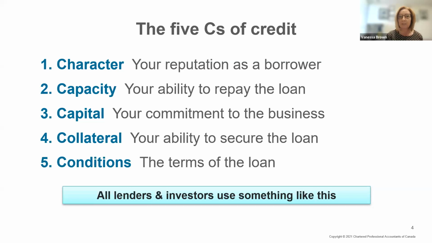And the last one are the conditions. So what are the terms of the loan that you want? How much money is it? How long to repay? What's the interest rate? What are the payment terms? Is it interest only? Is it principal and interest? Those are all those conditions.